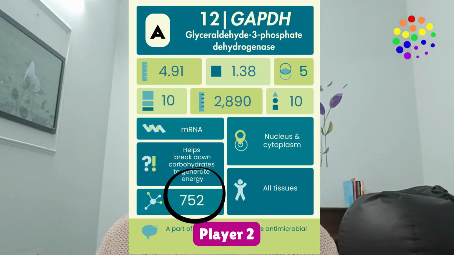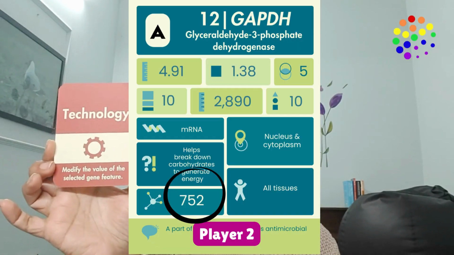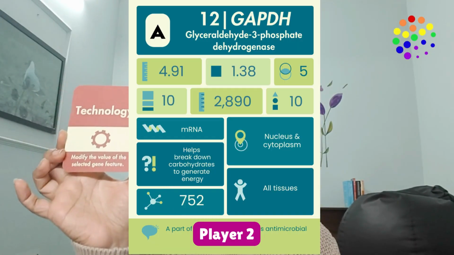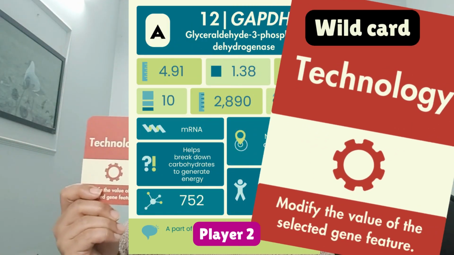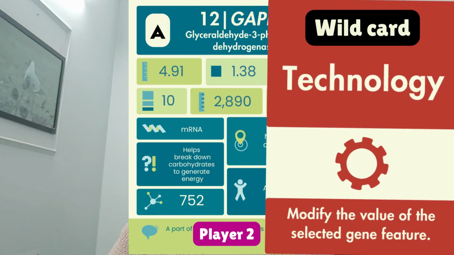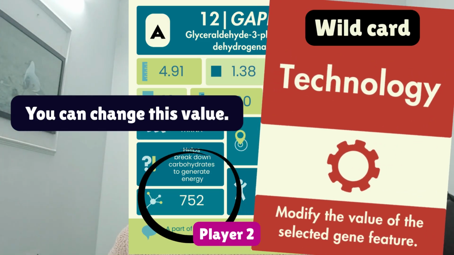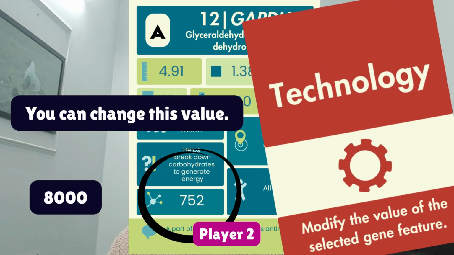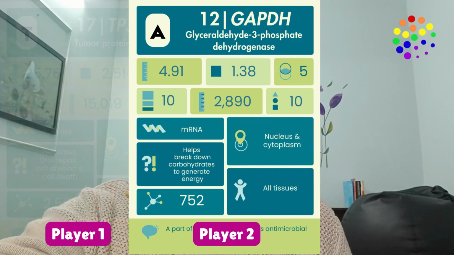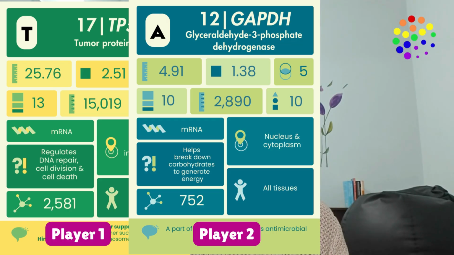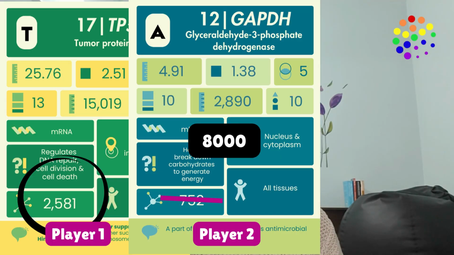So let's see. Now the card that comes up is a wild card, which is technology. Using technology, the value of the gene feature can be modified. This value of 752 can be increased to say 8000. So now the first person has the value of 2581. Second person has increased the value to 8000 using the card technology.